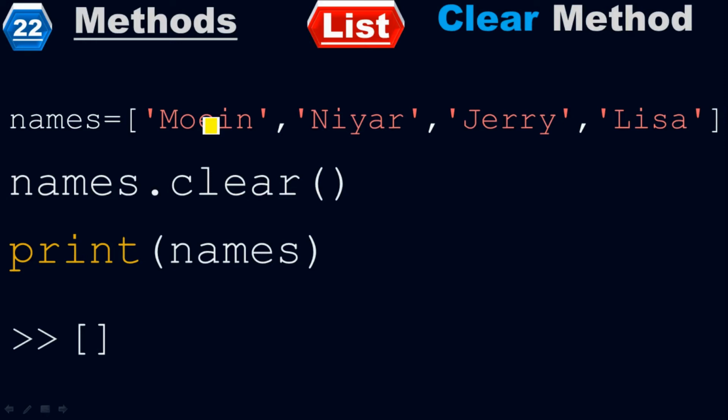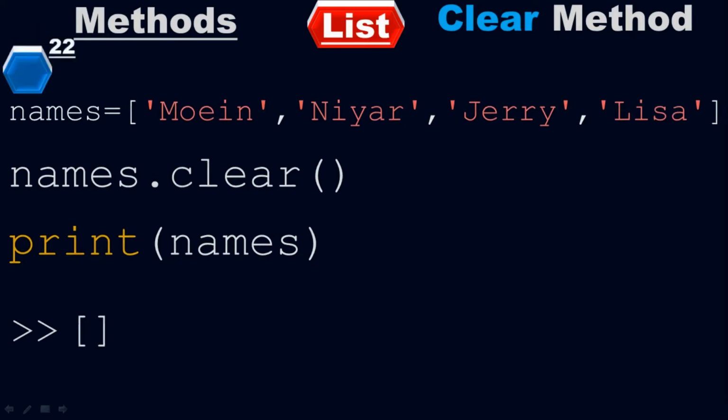I took the list of the strings. And then when I used the clear function, names.clear, and then took print of names, I got only an empty set in the final output. So whether you take numbers or strings, the clear function does the same job. It clears all the elements of the given list and will always return the empty set.